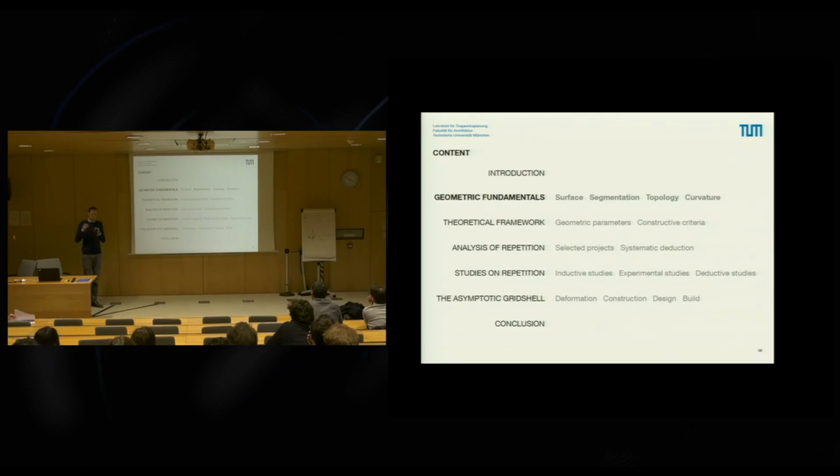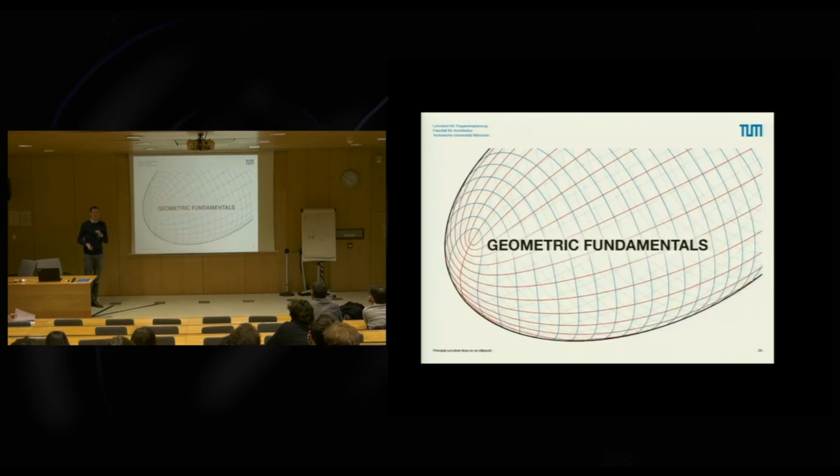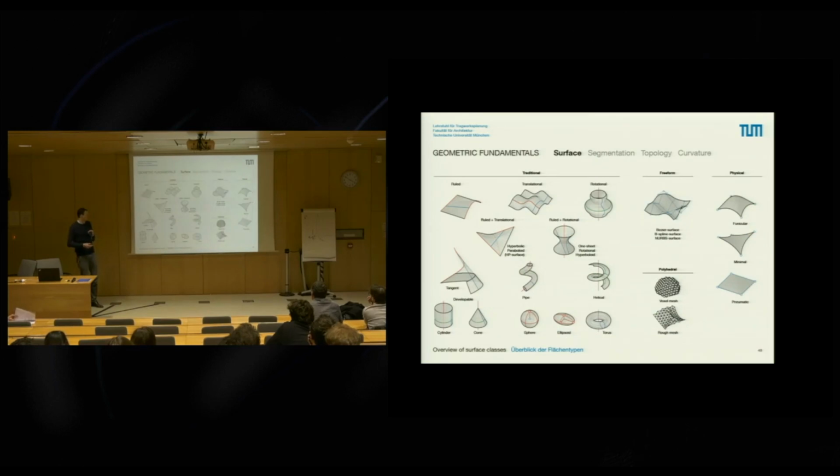But before I get to the theoretical framework, I have to just cover some of the basic theories. Most of you have probably heard them, so I'm just going to run through them. When I talk about a surface, I'm talking about a 2D array of points. And you can have certain categories of surfaces. You can have traditional, freeform, and physical surfaces. Freeform is basically what we do on the computer, and we can make any shape. And physical surfaces are the ones that are dependent on certain physical or even mathematical principles. So you cannot just design them by yourself.